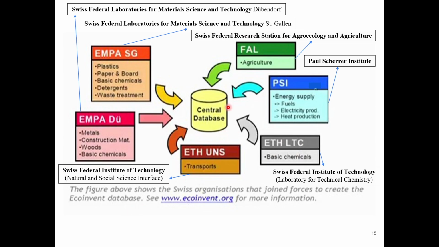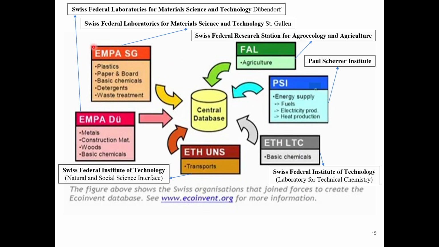There are various organizations which took part and contributed to the formation of this EcoInvent database. Basically, this is a central database, and for it to exist, it was a contribution of 6 institutes. These institutes were EMPA SG, FAL, PSI, ETH LTC, ETH UNS, EMPA DU. These names are in German, because in Switzerland most of the people speak German.